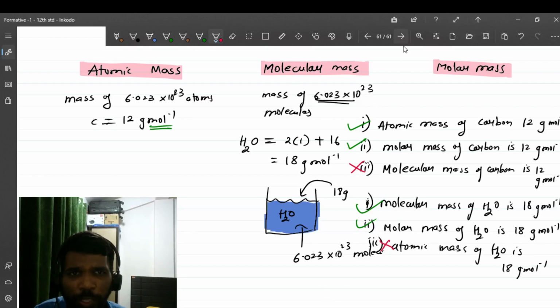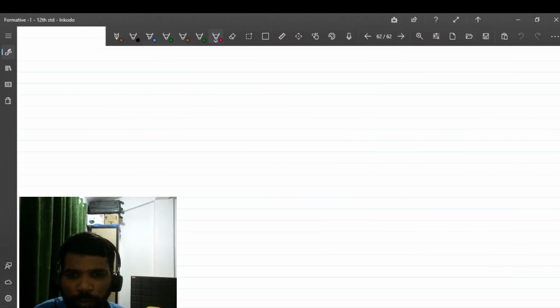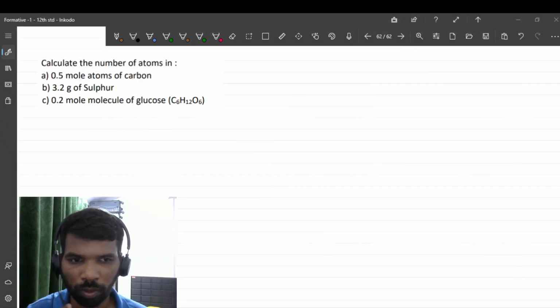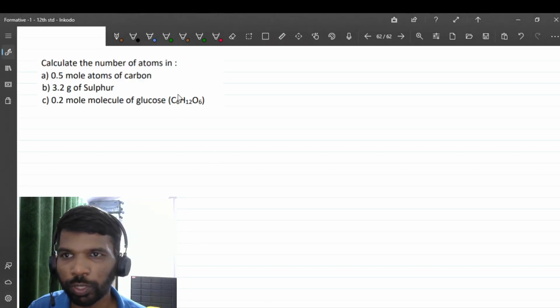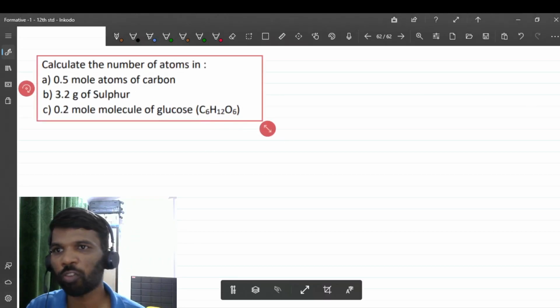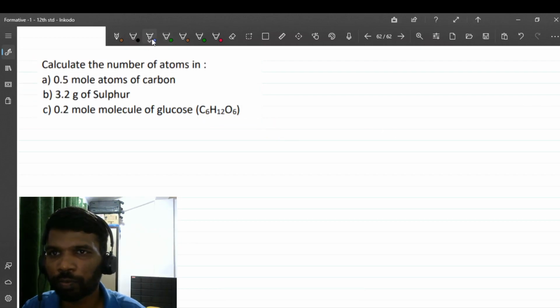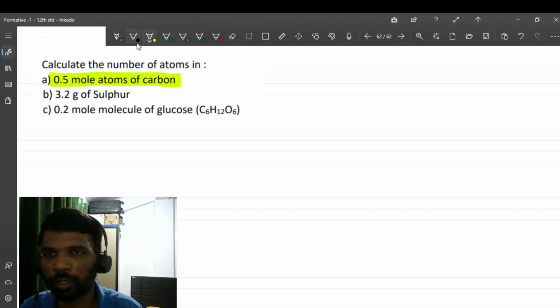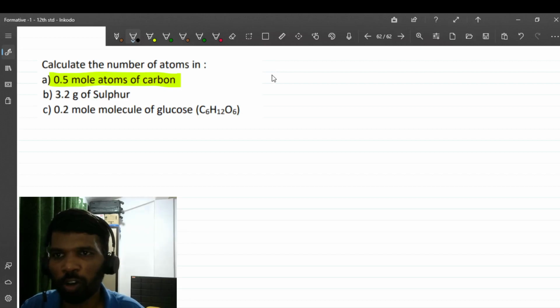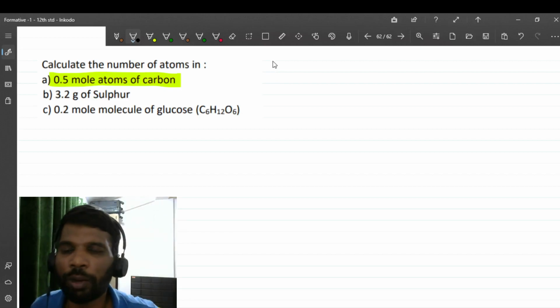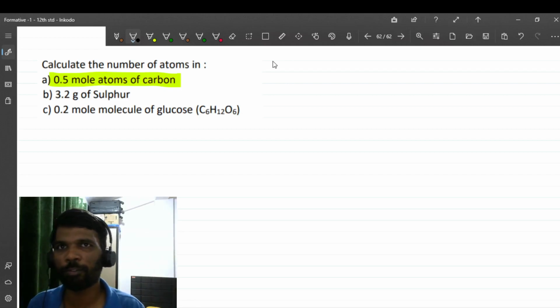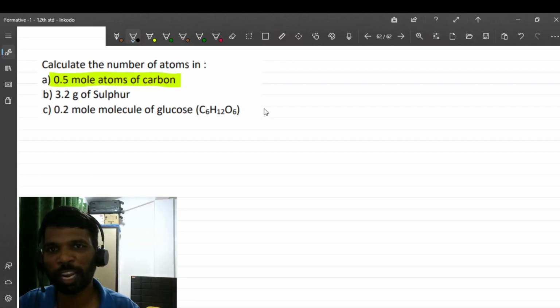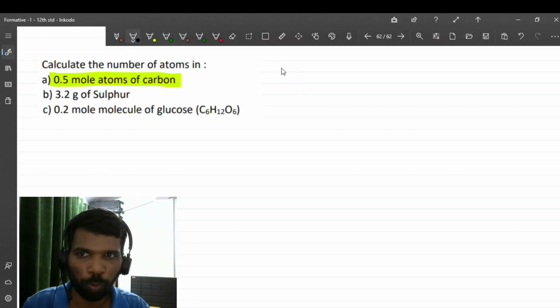Let's solve some questions based on these concepts. Okay, let's solve these questions over here. The question asks: calculate the number of atoms in 0.5 mole of atoms. So here, 0.5 mole of carbon atom. Whether it is a carbon atom, nitrogen atom, any kind of atom, 0.5 mole will have how much? That is what we need to find.